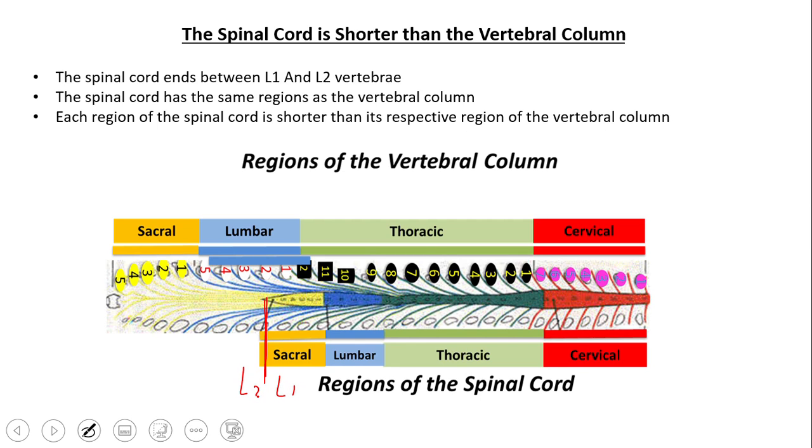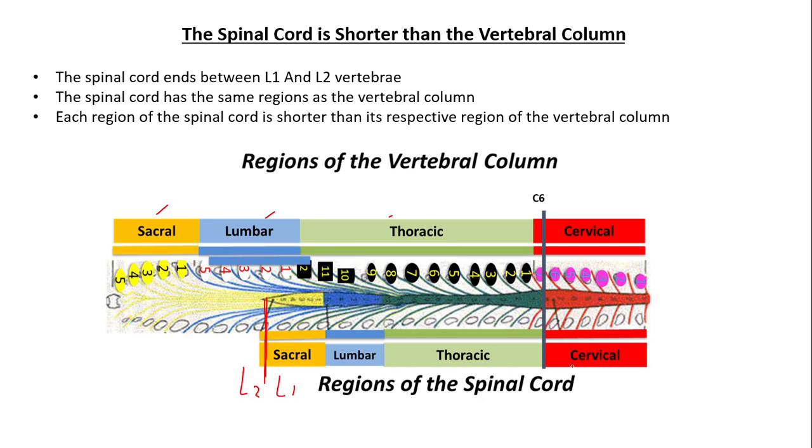The vertebral column has cervical, thoracic, lumbar, and sacral regions. Also, the spinal cord has the same regions but shorter. For example, here, the cervical region of the spinal cord ends at C6. Remember that we have 7 cervical vertebrae, so it's shorter by 1 vertebra.